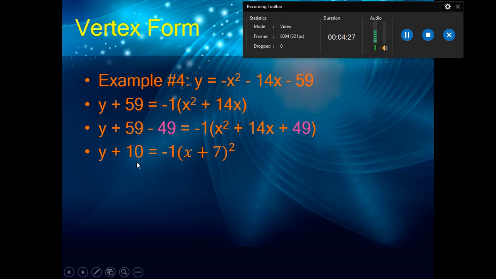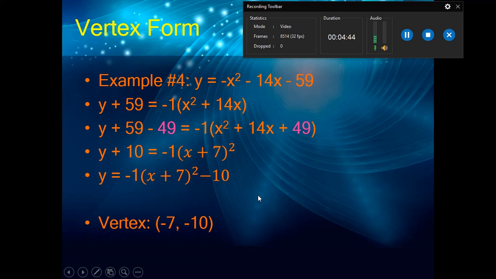We're going to simplify our constants to +10. And we're going to leave the -1 outside and write our 2 identical factors. The last step is to subtract 10, and now we're able to extract our vertex from the function, and it's located at -7, -10.